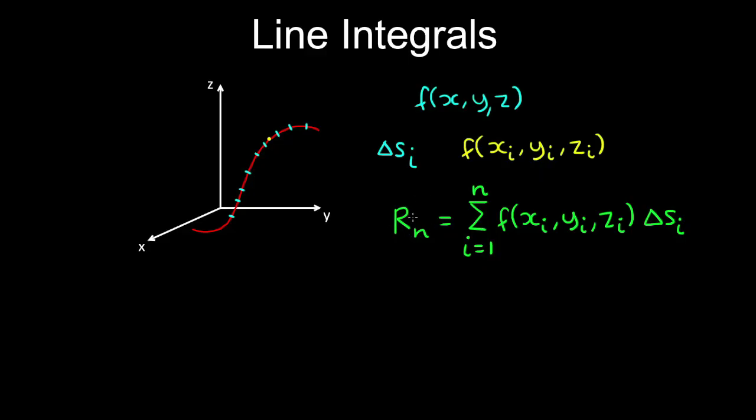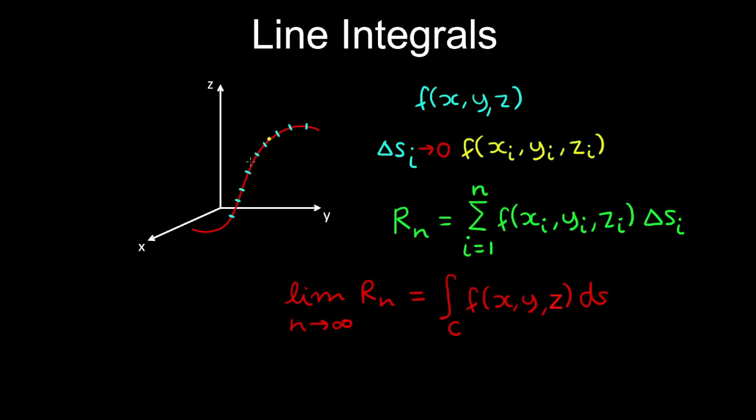So the value of the Riemann sum depends on the point we choose in each segment and the partition we use to segment this curve. If the function is continuous, then the Riemann sums approach the same limiting value. So if we take the limit of the Riemann sum as the number of segments approaches infinity, or the length of the largest segment approaches 0, then the limiting value is the integral of the function of x, y, and z over the length of the curve. And this is known as the line integral.